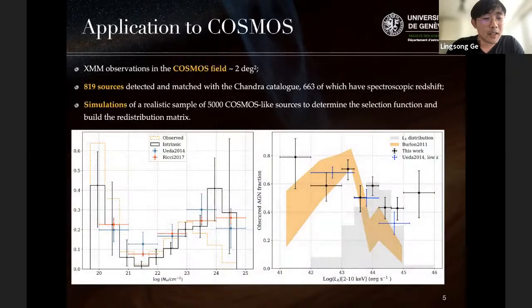So we have applied this method to the XMM-COSMOS survey for a pilot study, in which we found 819 sources cross-matched with the Chandra catalog. Here I'm showing the results of the NH distribution on the left, and the obscured AGN fraction versus the intrinsic AGN luminosity on the right. Basically you can see it matches quite well with the reference and already has some more details here.